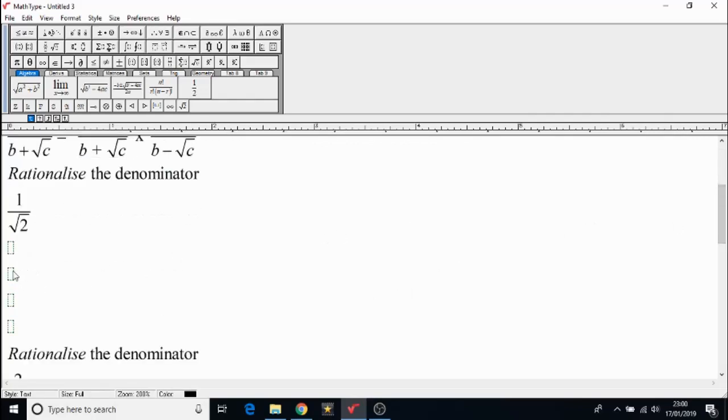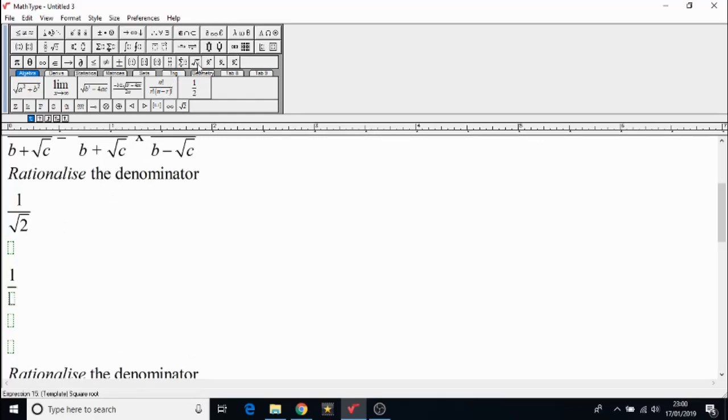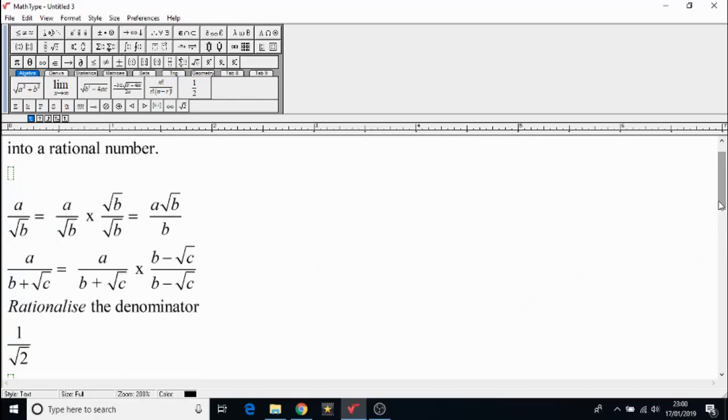So let's tackle the first question. Rationalize the denominator: 1 over the square root of 2. Let's write that out. 1 over the square root of 2. We refer to our rules. When a term is in the form of a over the square root of b, what do we do? We do a over the square root of b multiplied by the square root of b over the square root of b.